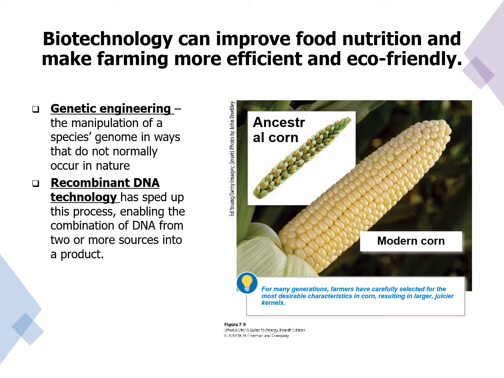So we have this term genetic engineering. That is the manipulation of a species' genome in ways that do not normally occur in nature. So, for example, we have this picture here of ancestral corn, which looks absolutely nothing like our modern corn. We have genetically engineered corn that we eat today to look and taste and grow the way that it does.